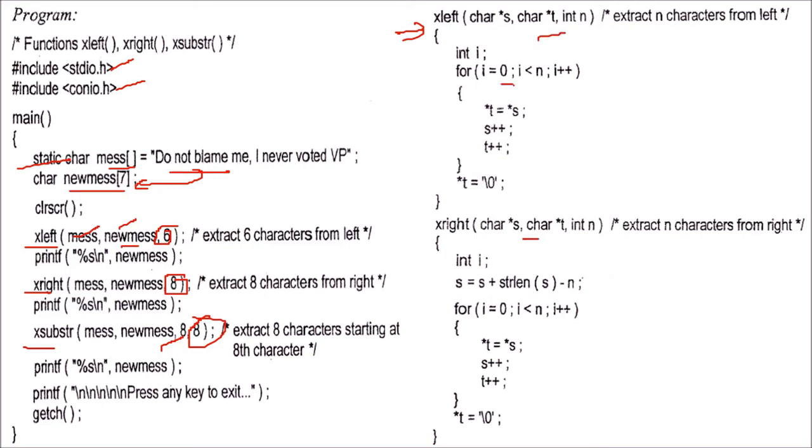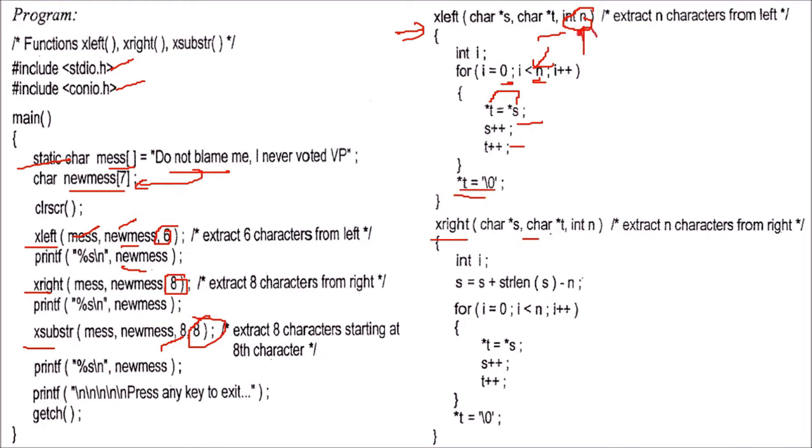So we start from 0 and go till n, because we have to take n characters, and each value at S has to be given to T, and we have to increment S and T, and this goes on and on for the n steps. And lastly, this target, or you can say the new mess, when it is filled with n elements of S from the beginning, we just give \0 at the end.